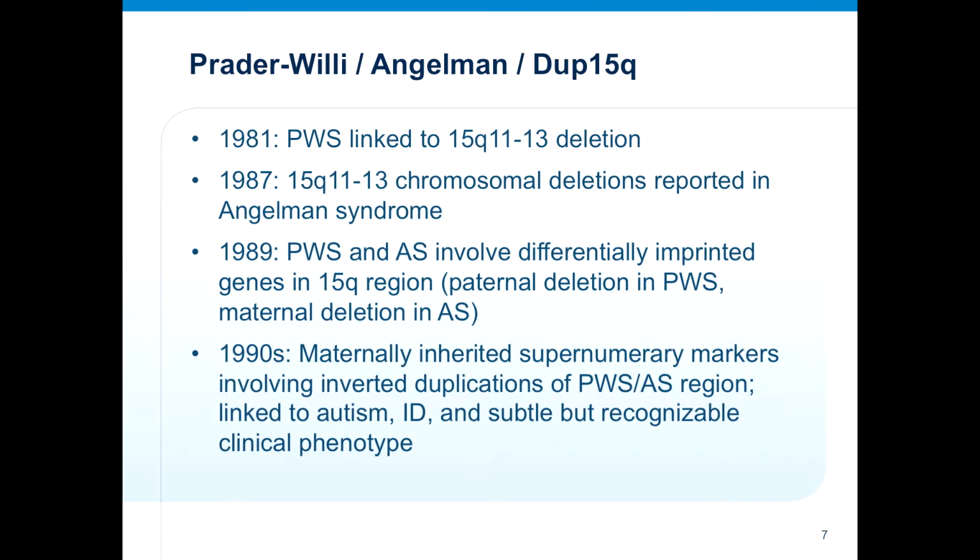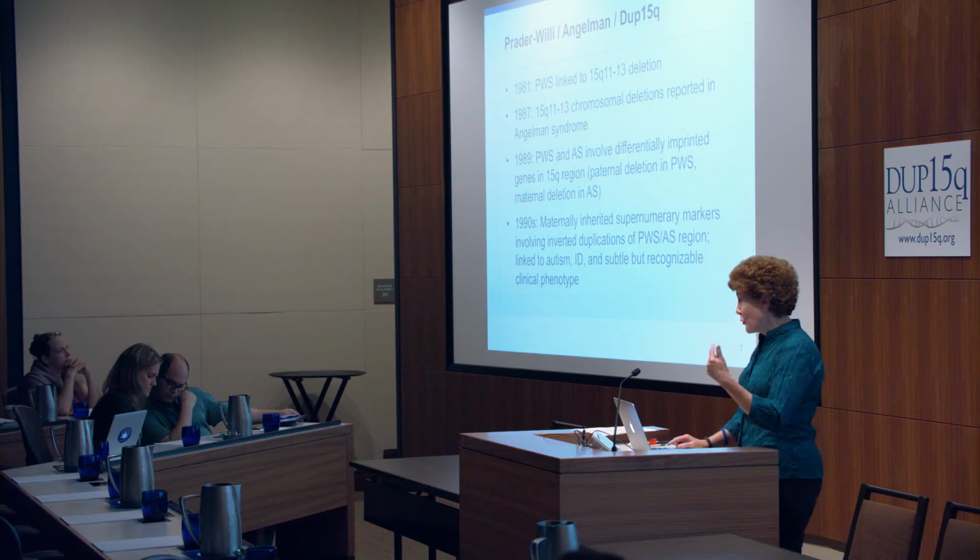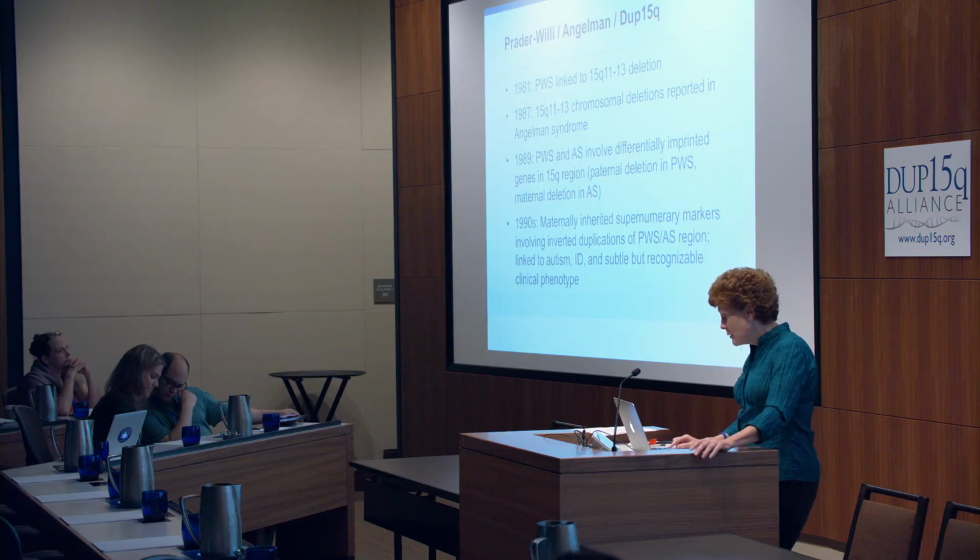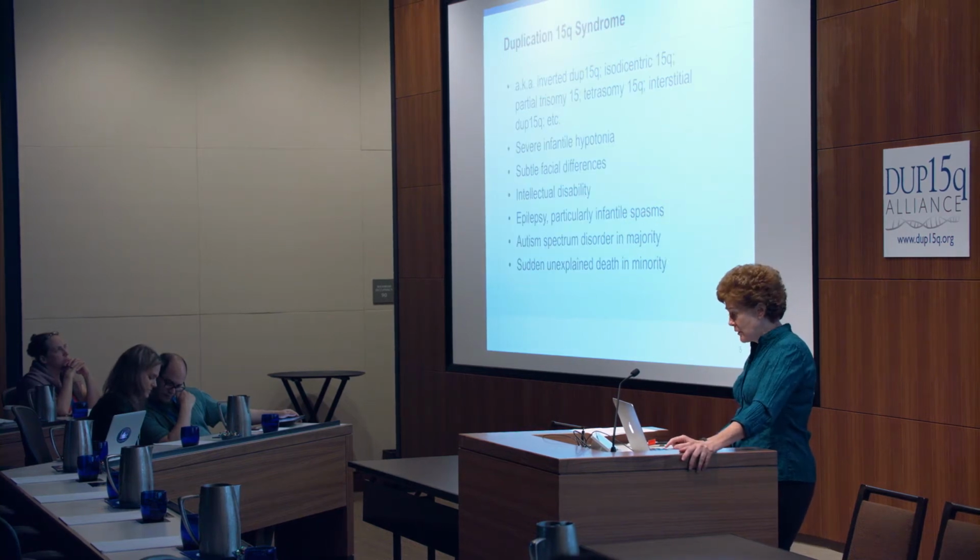But then it was in the 1990s that it became clear that these supernumerary markers, these extra copies of chromosome 15, were maternally inherited. And we started to notice, as families came together, and with the origins of this organization, DUP15Q Alliance, in the mid-90s, that there was a subtle but recognizable clinical phenotype as well. So again, as noted before, there are key features that are involved in DUP15Q syndrome.